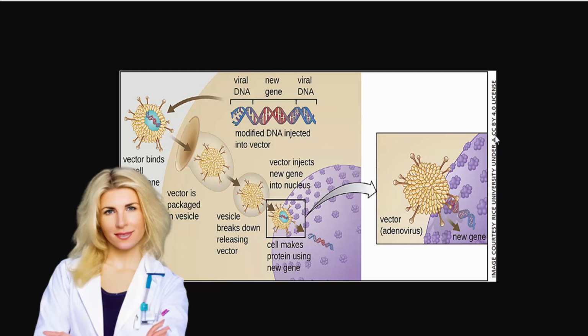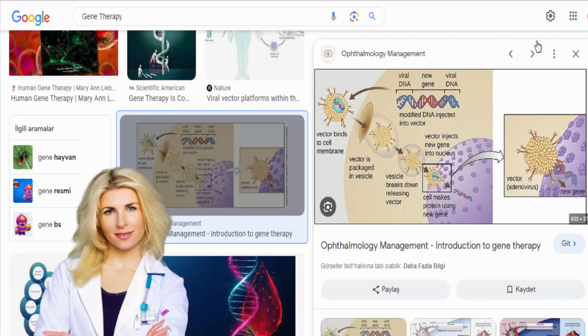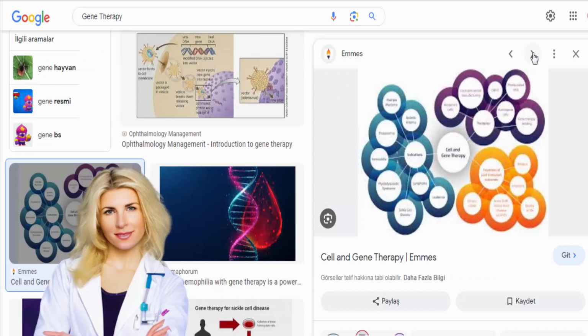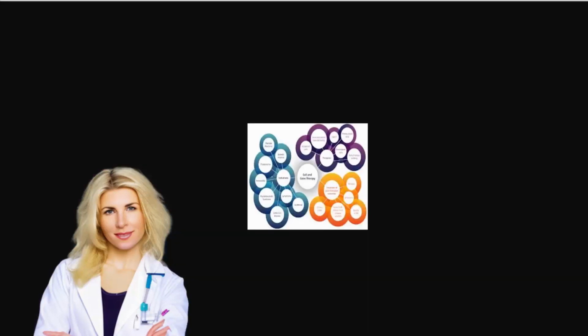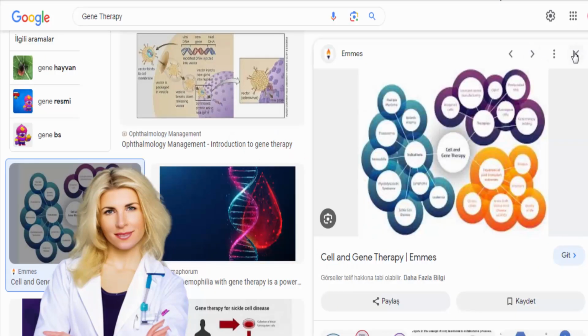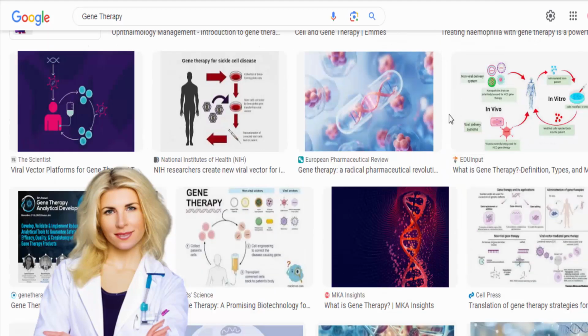Gene therapy has made significant progress in recent years, and several gene therapies have been approved for clinical use in various countries. However, it remains a developing field with ongoing research and regulatory considerations. The successful implementation of gene therapy has the potential to revolutionize the treatment of genetic and other diseases, offering new hope to many patients.